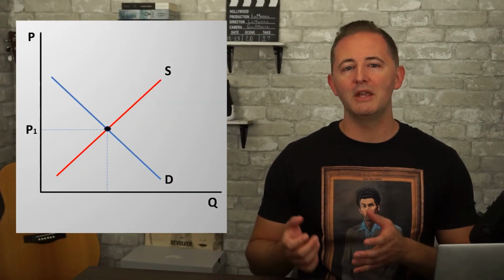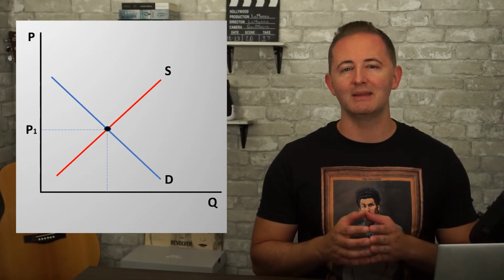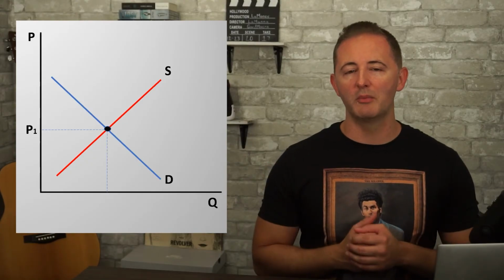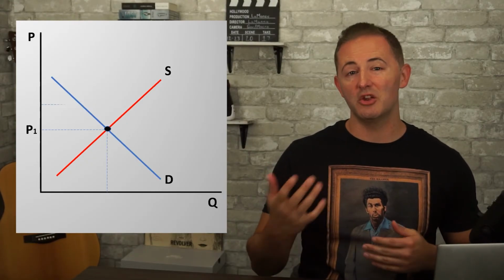When you're drawing the model, make sure to draw your dashed lines out to each axis and label this as your initial price and quantity like this. Okay, so this is our market in equilibrium. But what if the price was higher, like here at P2?